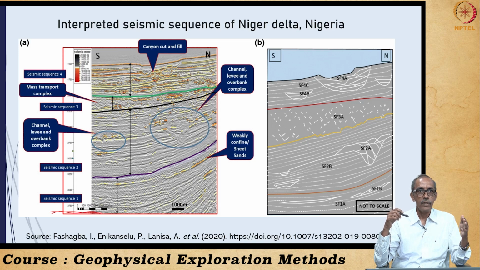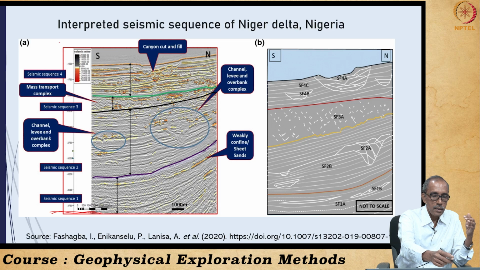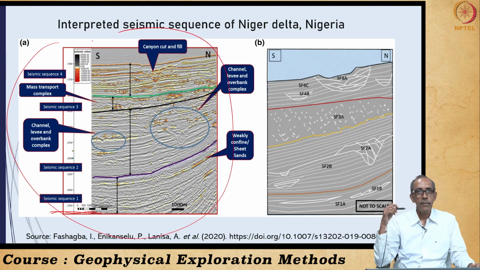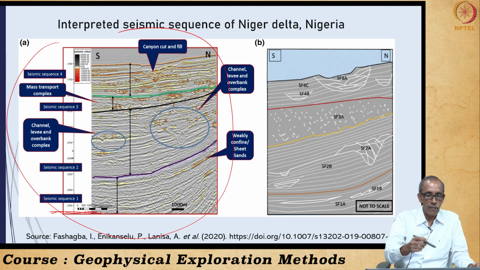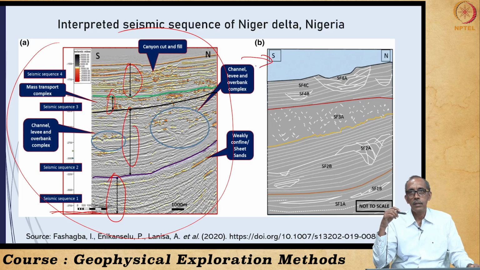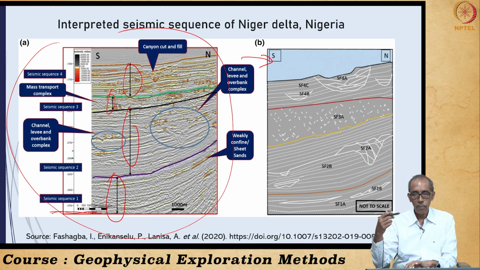What we see on the left hand side is the seismic section obtained by reflection survey, where the reflections indicate the presence of different layers below the surface of the earth. This is the first sequence, second sequence, third sequence and the fourth sequence. Corresponding geological interpretation is given on the right hand side, right. That means we are able to literally see the subsurface of the earth by seismic reflection method.